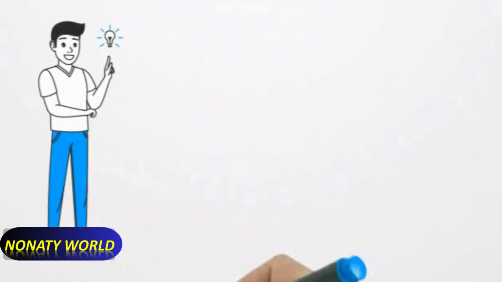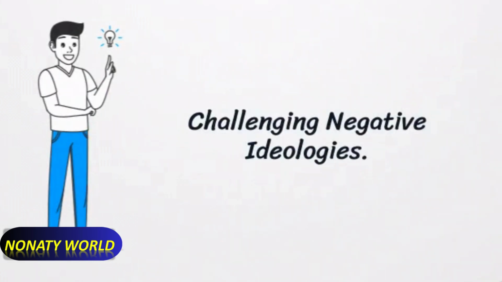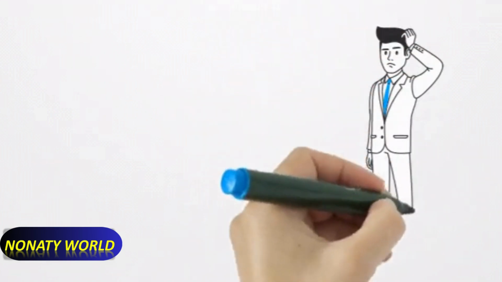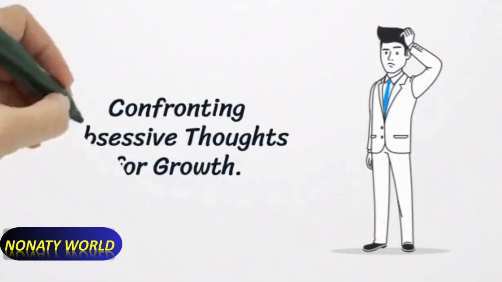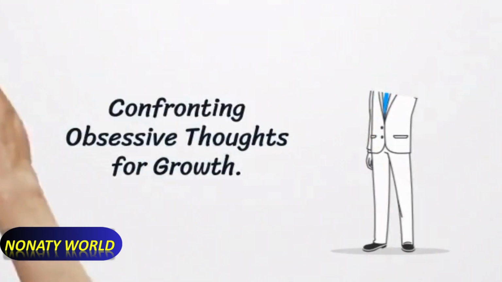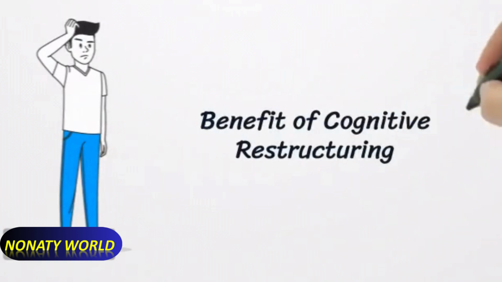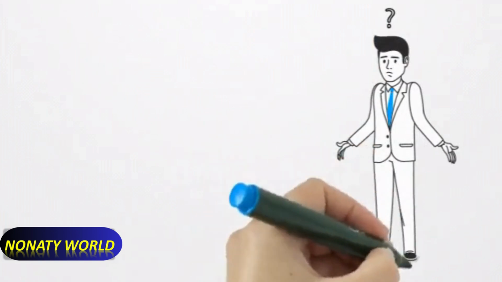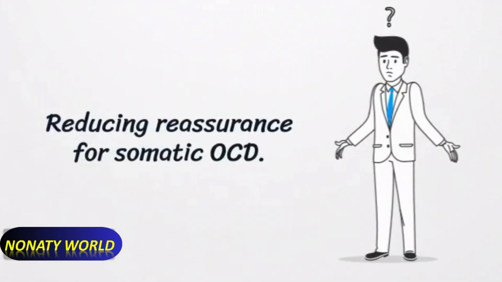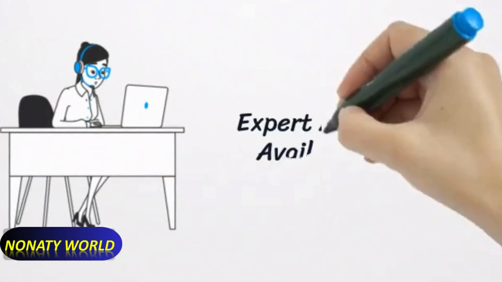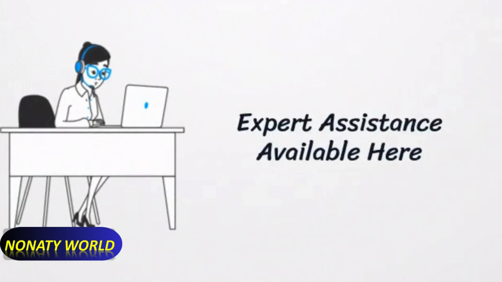4. Disprove negative ideas. To lessen the influence of your obsessions, develop the ability to recognize and confront bad thoughts. Here, cognitive restructuring can be useful. To manage somatic OCD, you can also attempt to reduce your need for reassurance and develop your ability to endure ambiguity. 5. Get expert assistance.